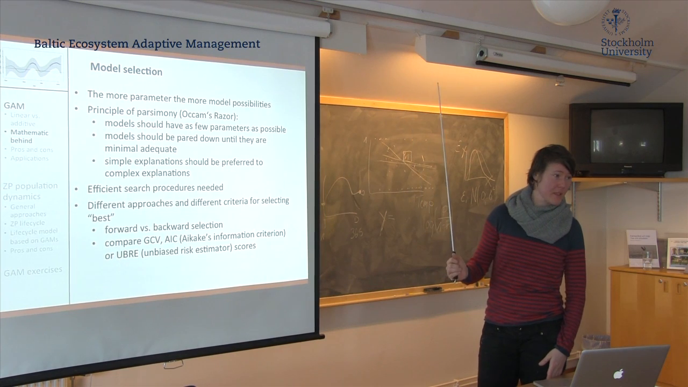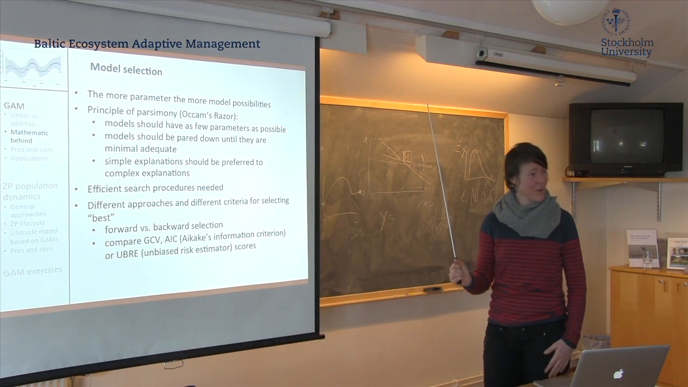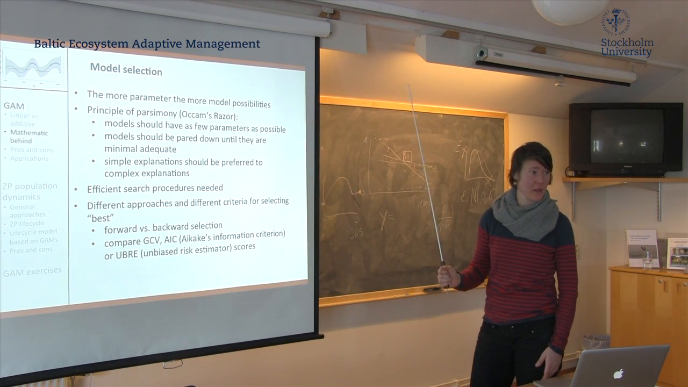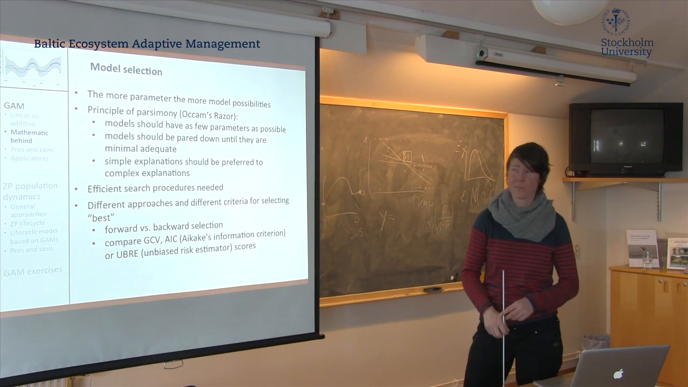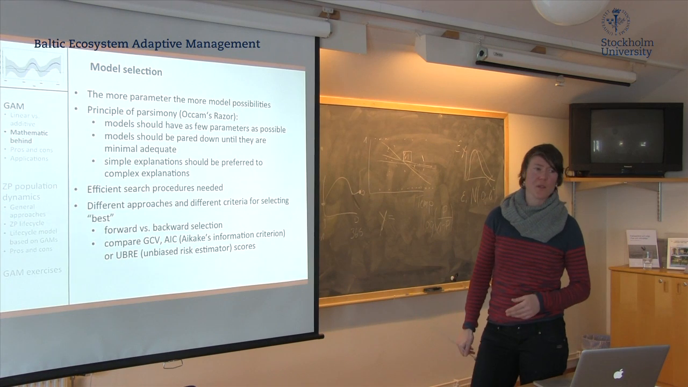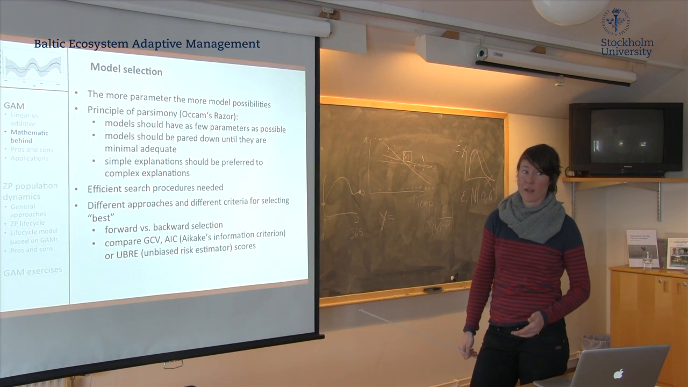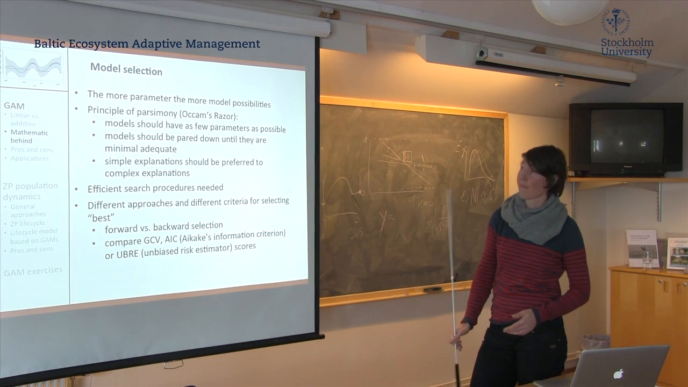If you have, for example, several parameters and you don't really know which one should be the best, you have to do a model selection, similar to the GLM. And the problem is that the more parameters you have, the more different combinations you end up with.